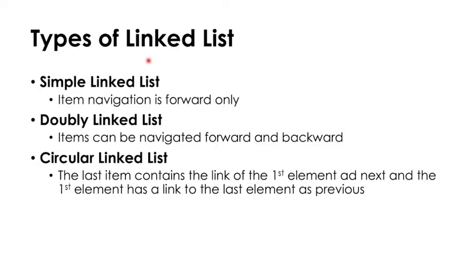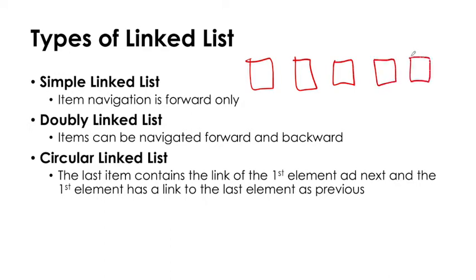Next we have the types of linked list. The first one is a simple linked list. It is the one that I've shown you in the previous slide. The item navigation is forward only. It only goes in a certain direction, which is only forward. That is a simple linked list.